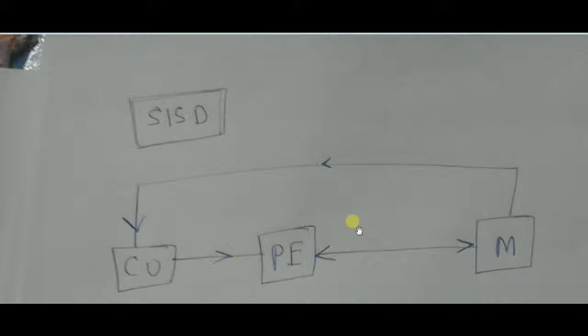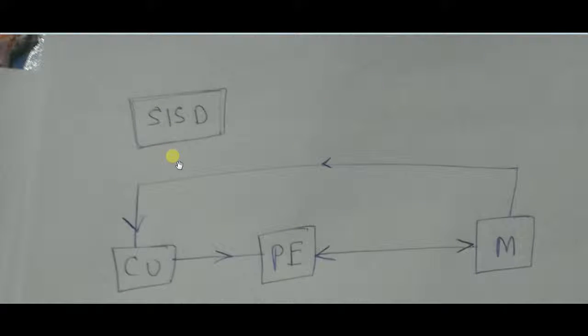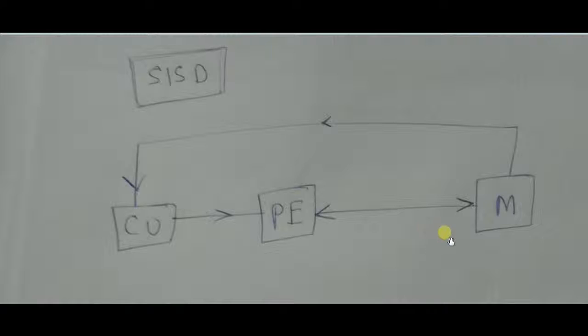Now let's look into the structure of a SISD system. Single instruction, single data. Single instruction means there is only one control unit, because the control unit sends the instruction. And single data means there is only one processing unit. So the diagram would be something like this. There is one control unit and one processing unit.